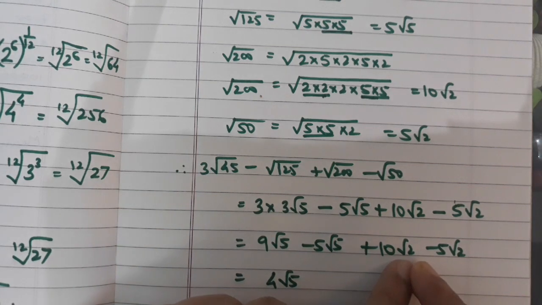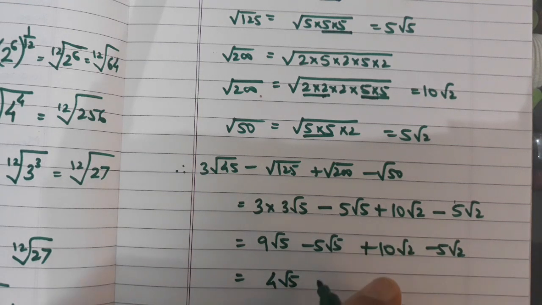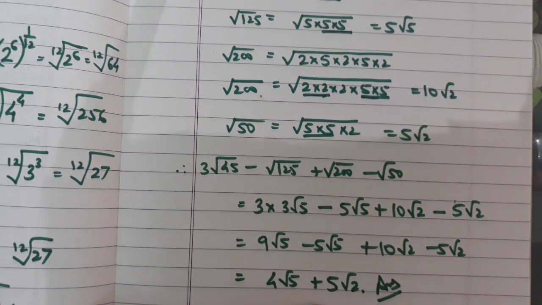Now over here 10 root 2 minus 5 root 2. If we take out root 2 common, then 10 minus 5 is plus 5. So this comes out to be plus 5 root 2. And this is your final answer, 4 root 5 plus 5 root 2.